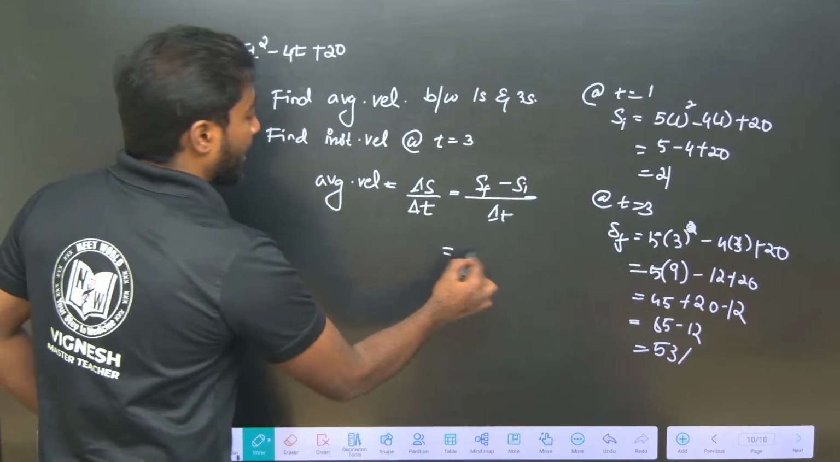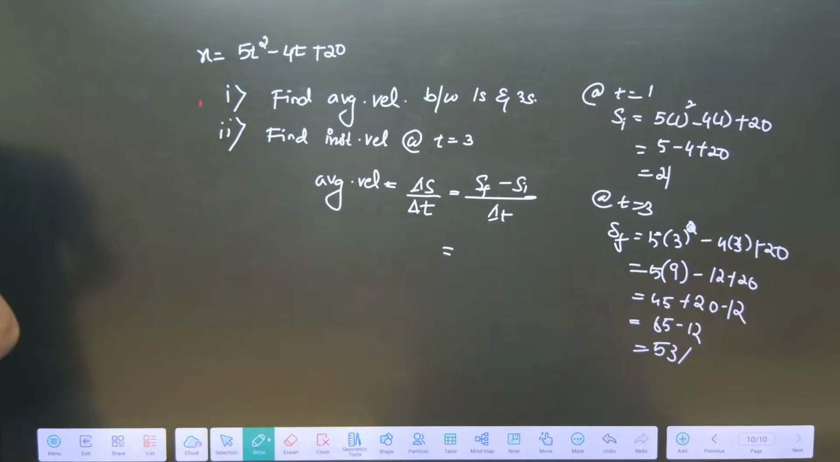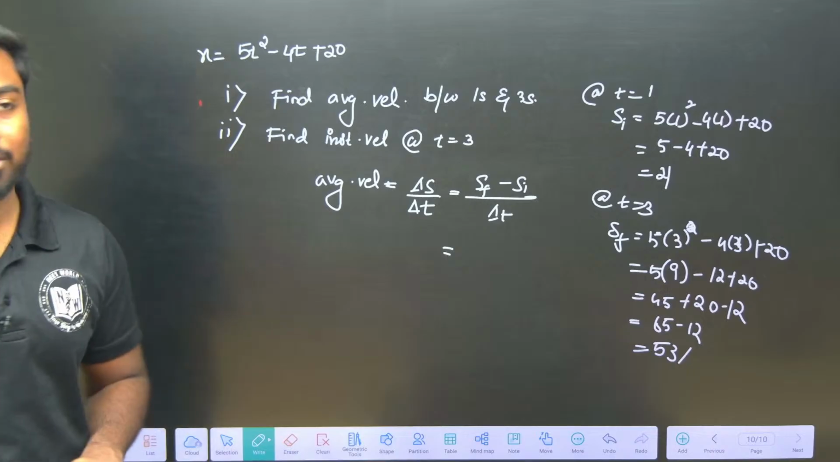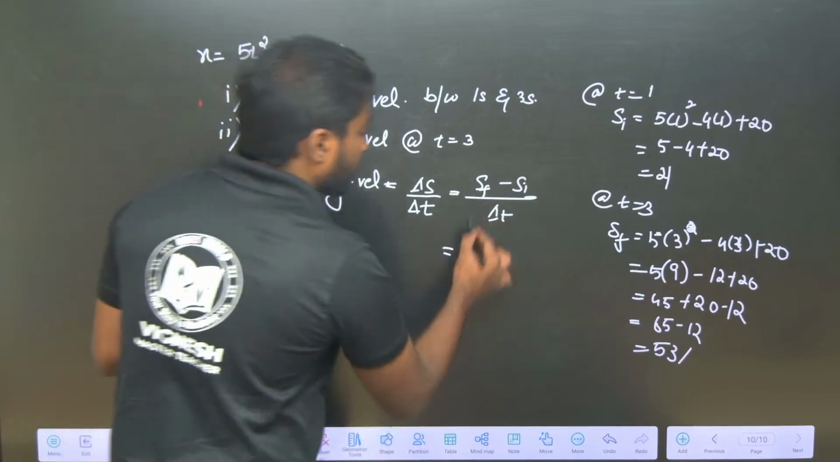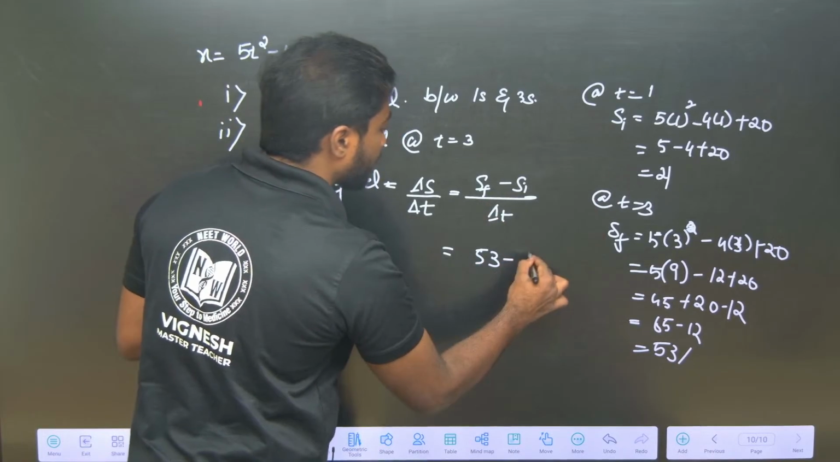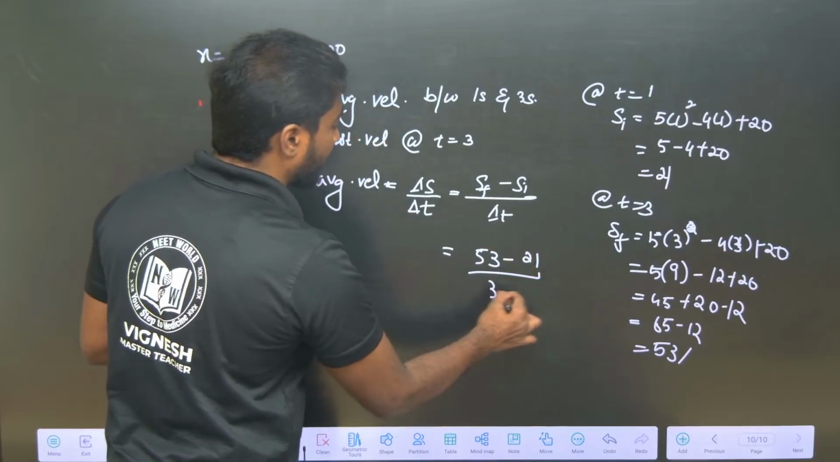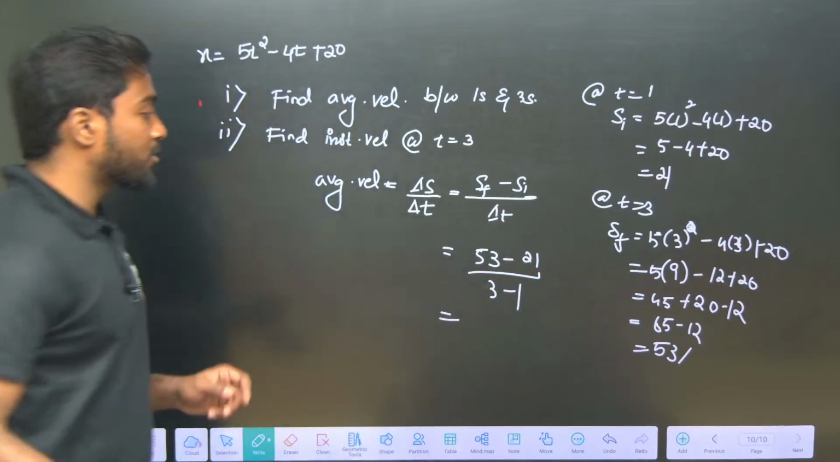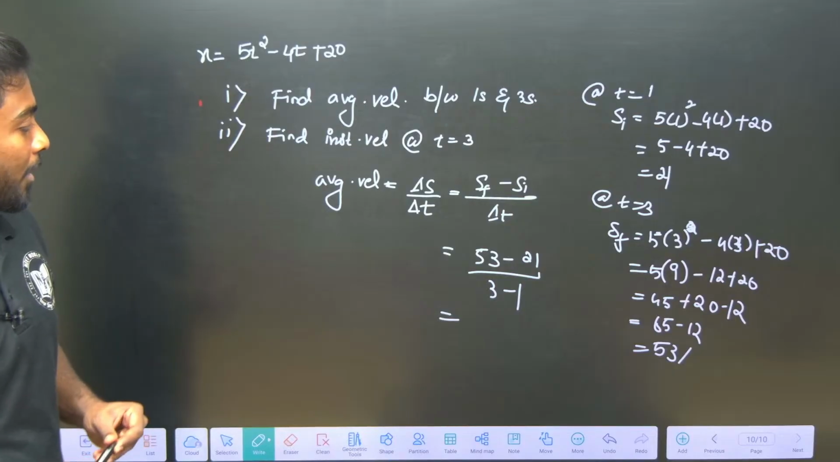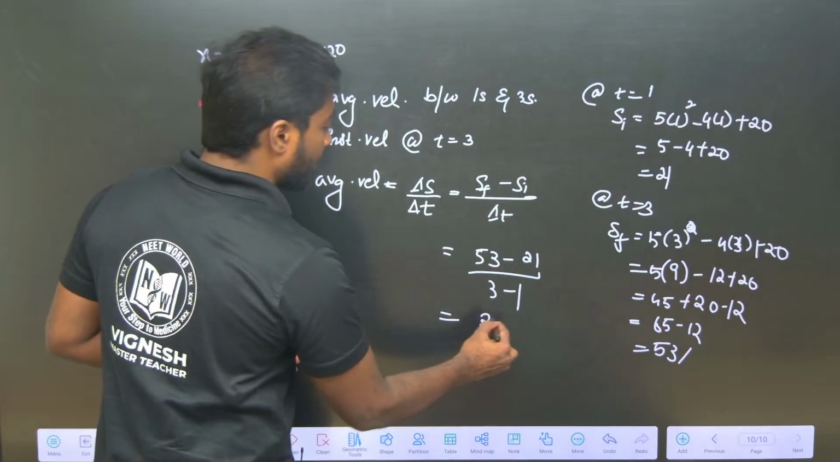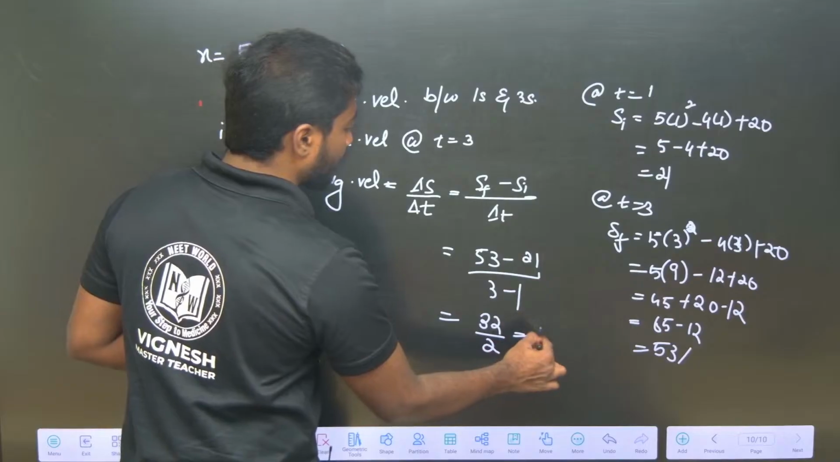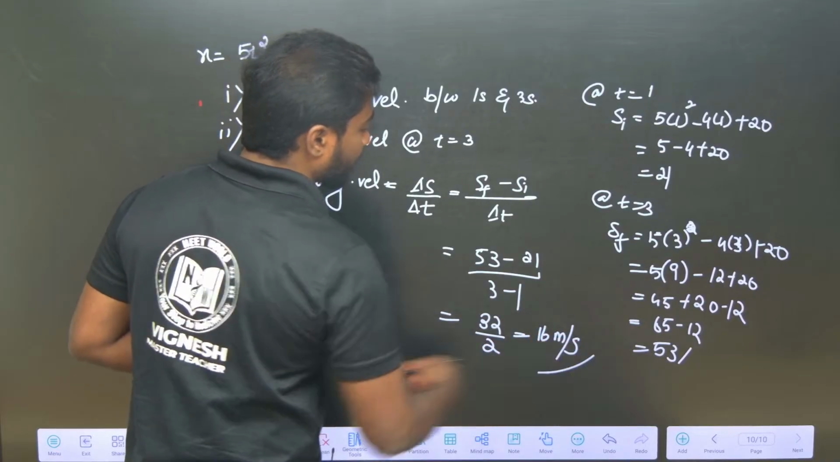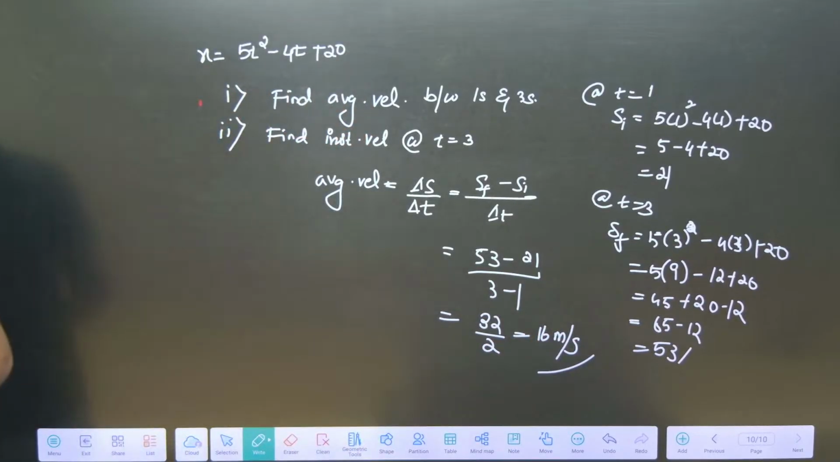Now I can substitute the values directly. SF 53 minus 21, divided by the change in time, 3 minus 1. So 53 minus 21 is 32, 32 by 2, which is nothing but 16 meter per second. This is my average velocity.